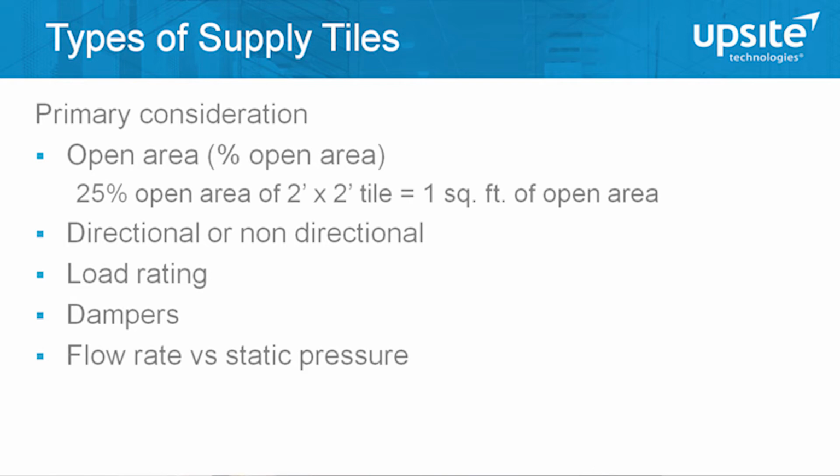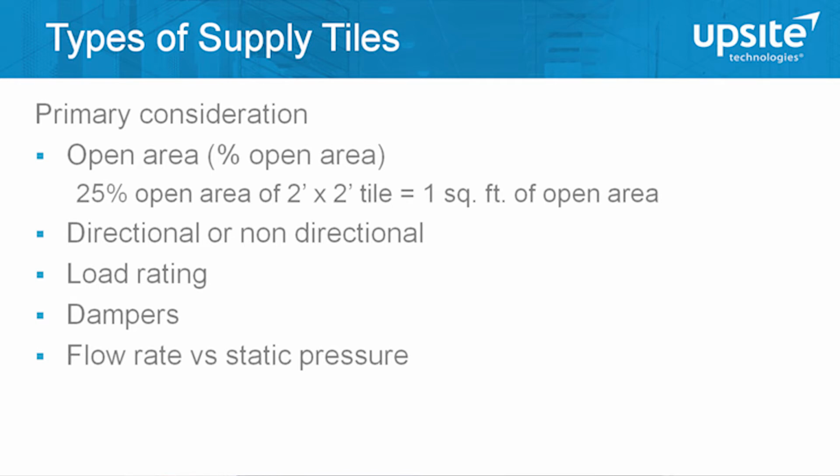There's a few other considerations like the construction of the tile and the number of holes. For a given open area, if there's more holes, then there will be less air coming out of the tile than if that same open area is accomplished by fewer, larger holes. So that's one consideration. Obviously, load rating is a consideration. Supply tiles are available in different capacities to hold weight, hold load when rolling equipment over them. But this is a commonly abused consideration.